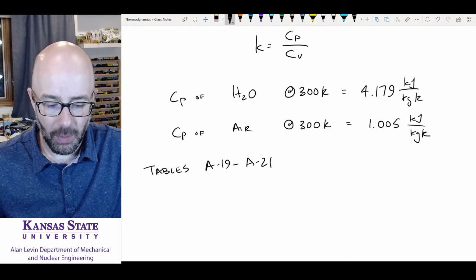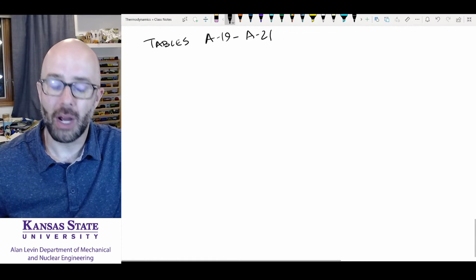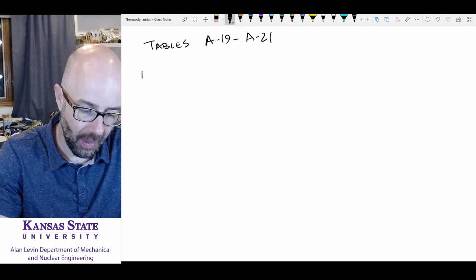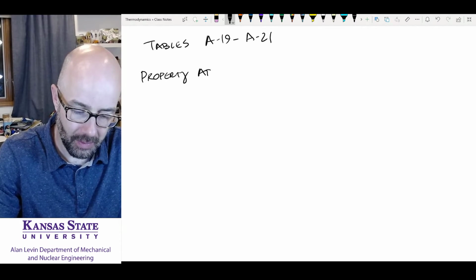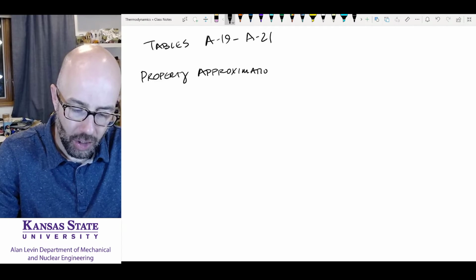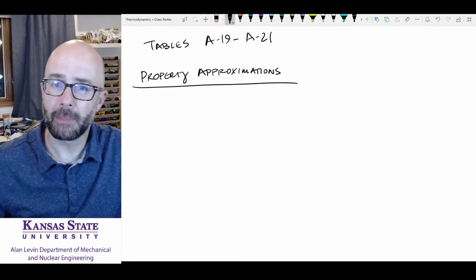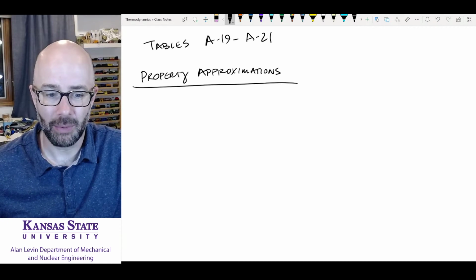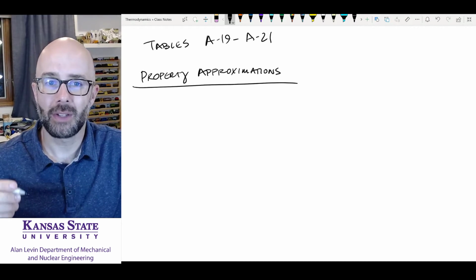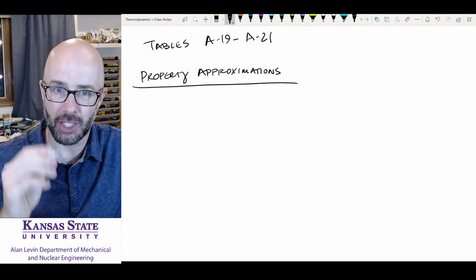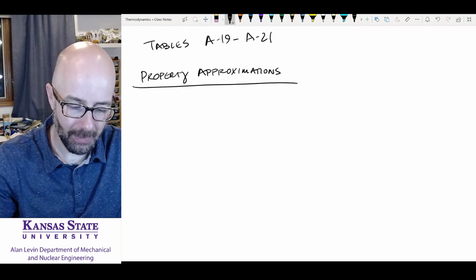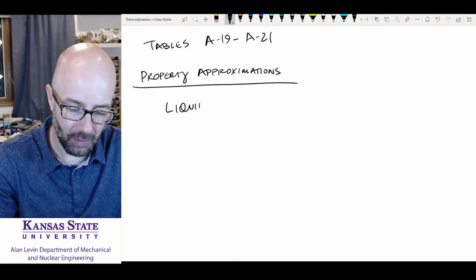Okay, the last thing we want to talk about today is property approximations. Certain times we can't look up the properties exactly in the tables. And I've talked to you about this already in a previous lecture, but I'm going to mention one of the property approximations that we're going to deal with, which is the liquid approximation. I'm going to list it here.